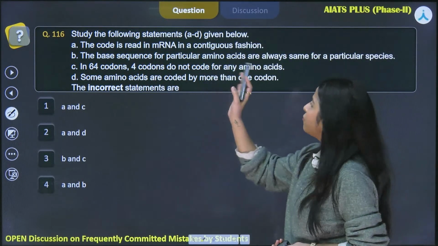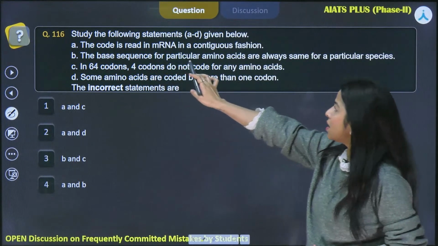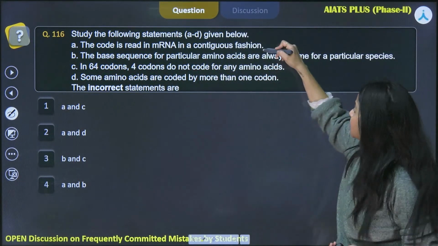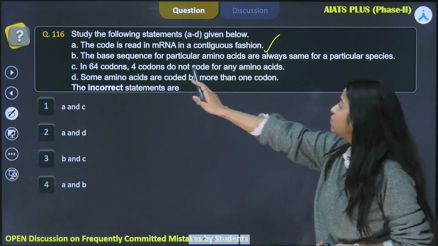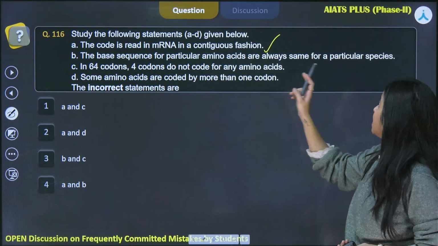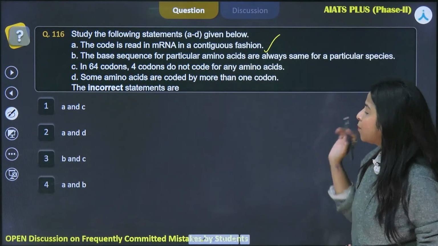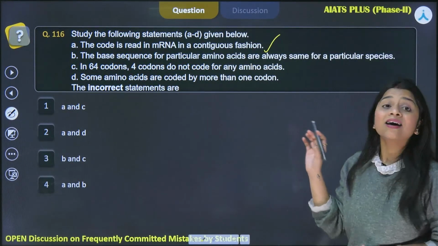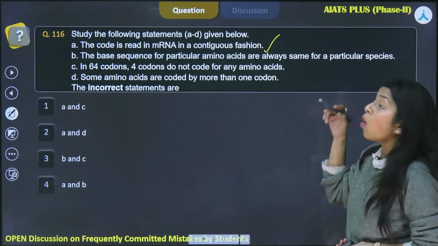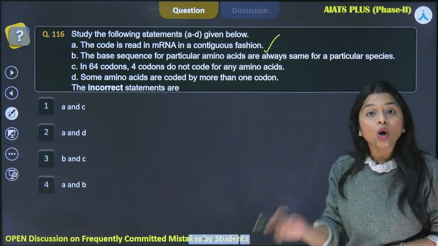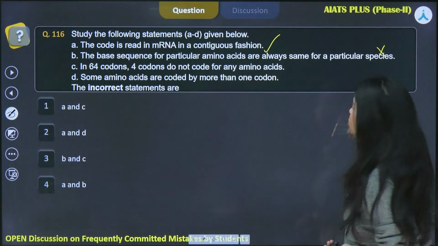Study the following statements. The code is read in mRNA in a contiguous fashion. That is absolutely true. The base sequence for particular amino acids is always the same for a particular species. Okay. So if we are taking up this particular point, the base sequence for particular amino acids is always the same. No, it is not always the same. Okay. So this is not true.